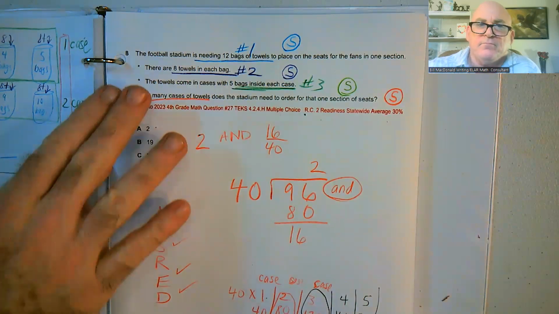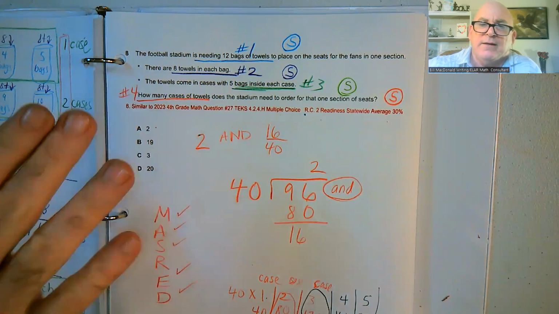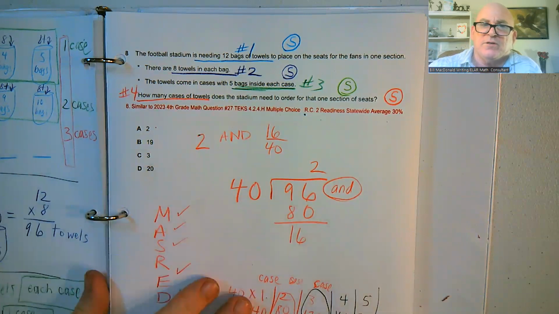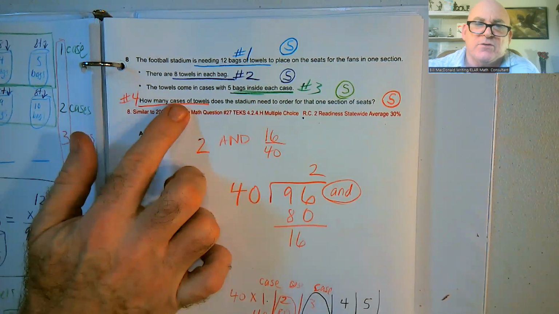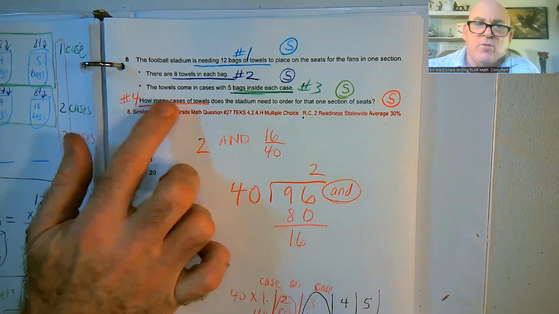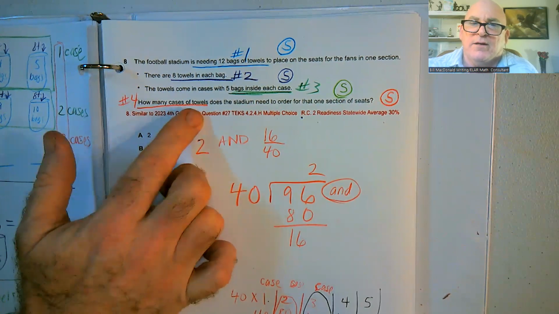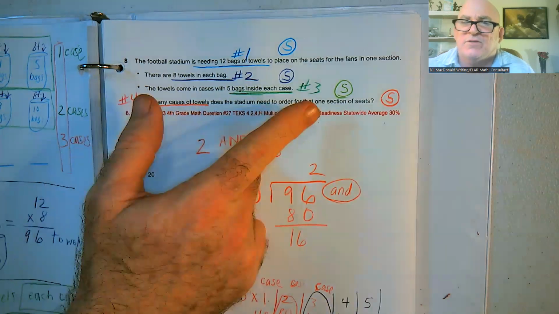So again, because it didn't do well in April, it would probably get only 10 to 20% now that we're still in January. So I'm going to start with the question, how many cases? Cases is my keyword. How many is a number? Okay. Of towels does a stadium need in order for that one section of seats?